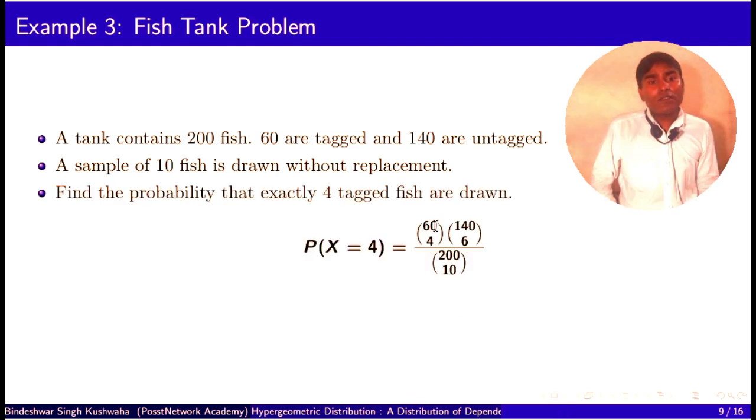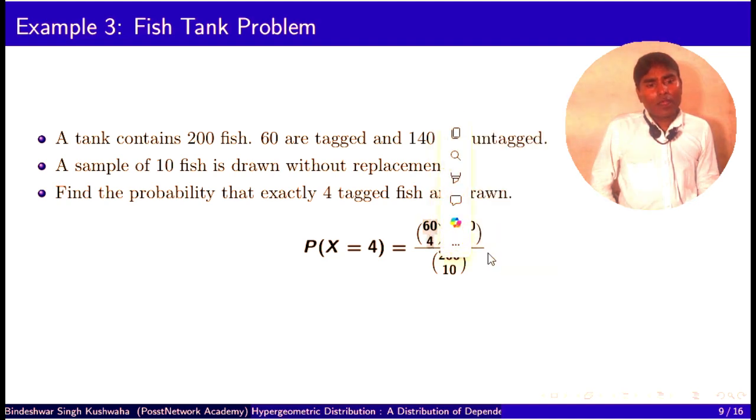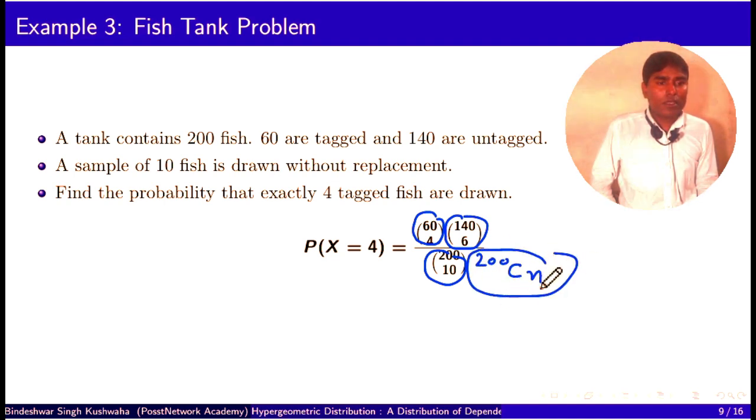So 60, here 40 total successes, and this part is failure. This part is the success, and this one is the failure. And you will divide by 200 C n, here n is equal to 10. So this is the probability for x, 4 successes here.